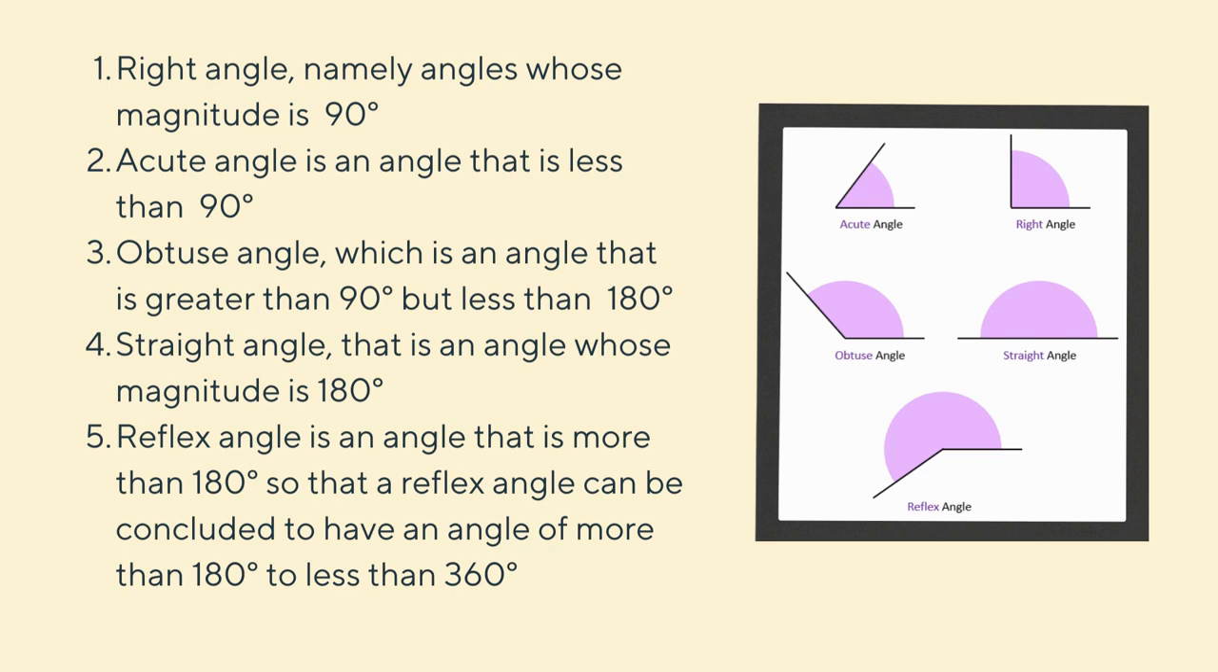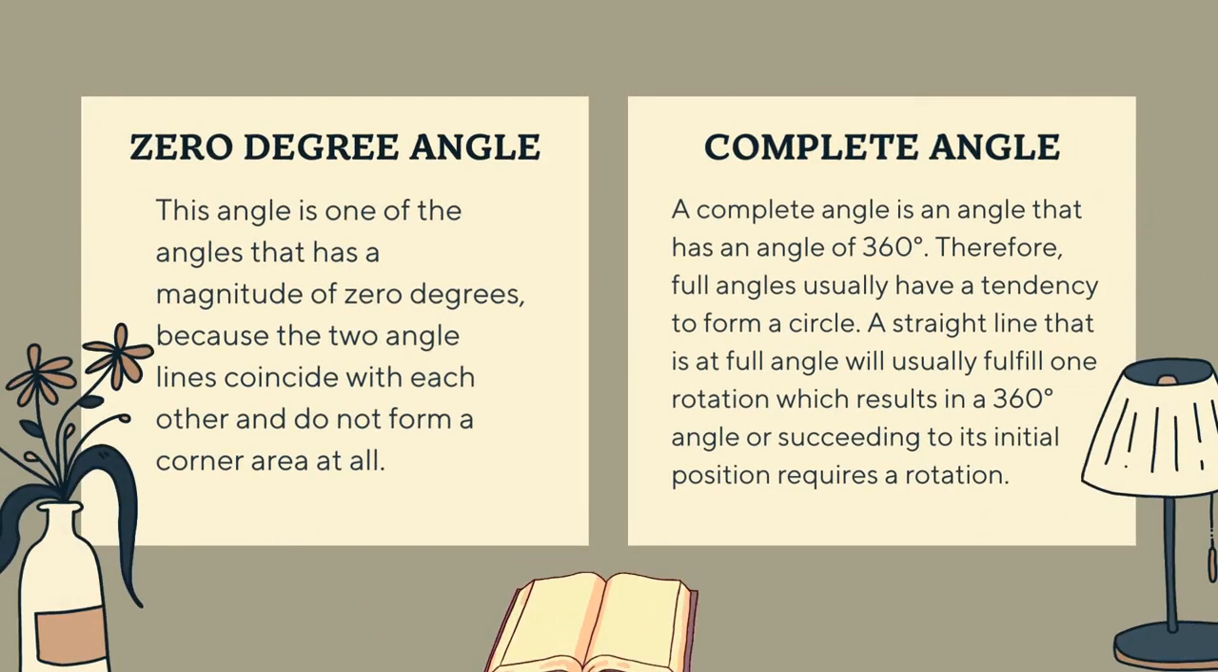5 is reflex angle. Reflex angle is an angle that is more than 180 degrees, so that a reflex angle can be concluded to have an angle of more than 180 degrees to less than 360 degrees. 6 is 0-degree angle. This angle is one of the angles that has a magnitude of 0 degrees because the two angle lines coincide with each other and do not form a corner area at all.